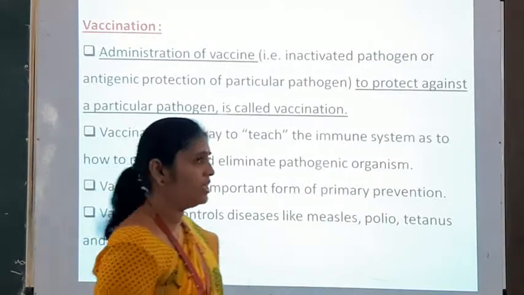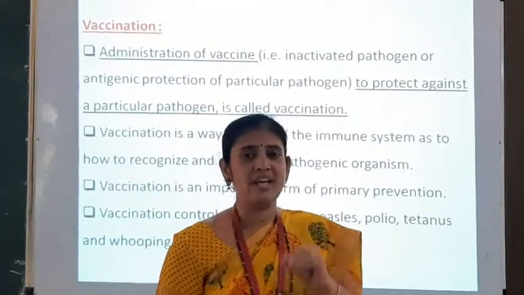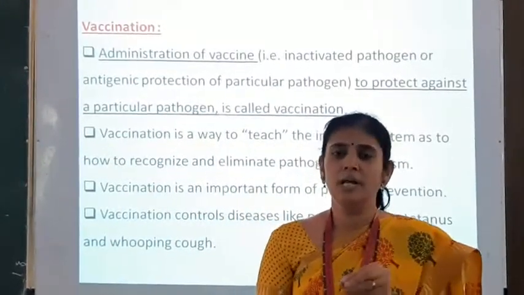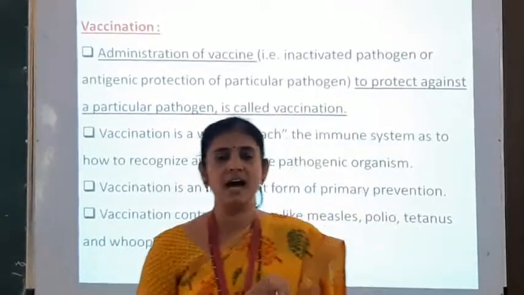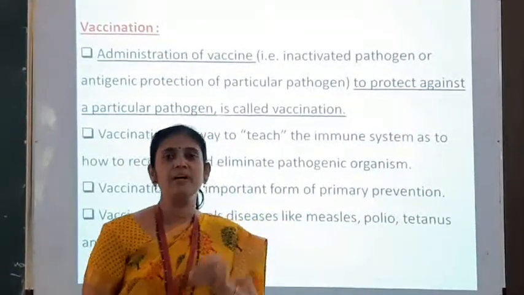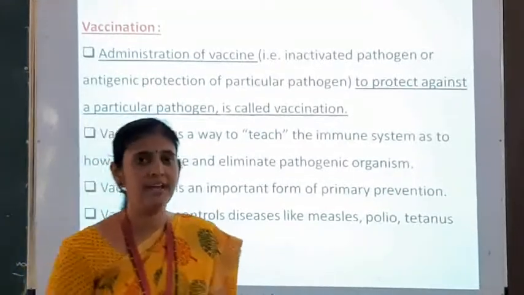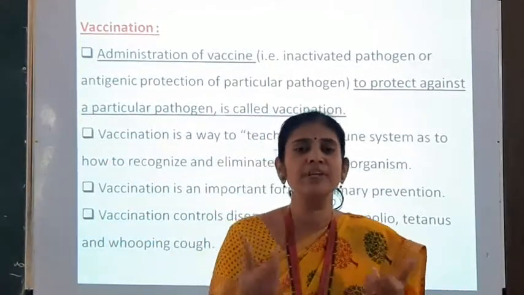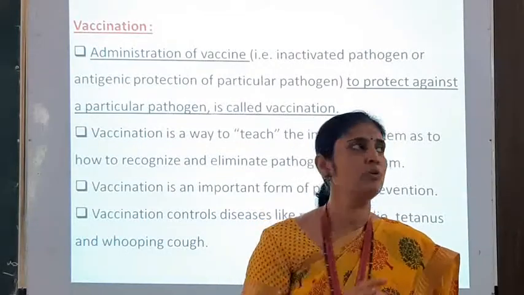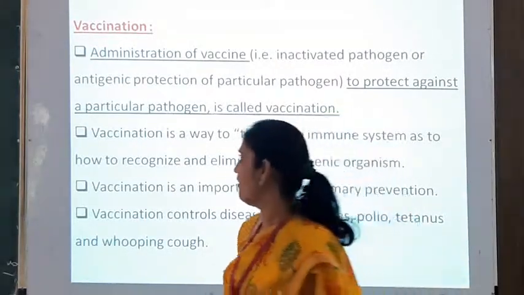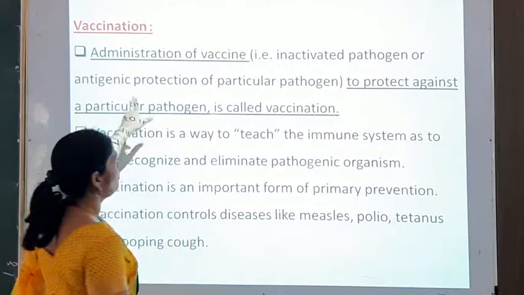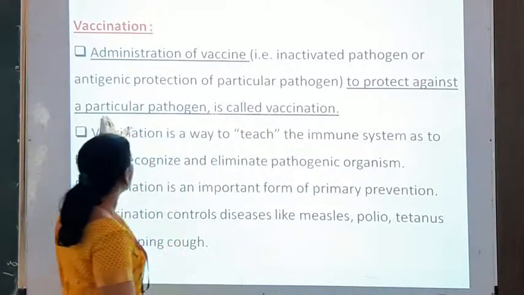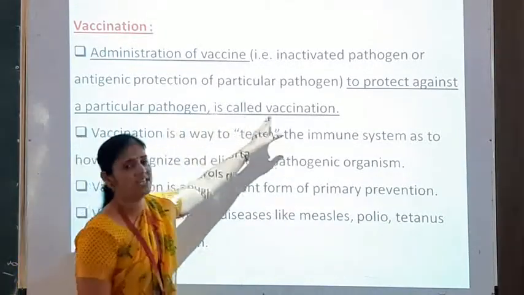Now the next point here is vaccination. As we know, different types of vaccines are given to infants after birth, and this vaccination is very important for the development of immunity in our body. Related to that, a very short point is vaccination. Administration of vaccine to protect against a particular pathogen is called vaccination.